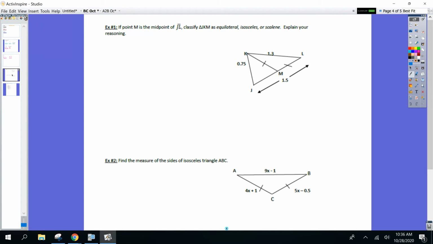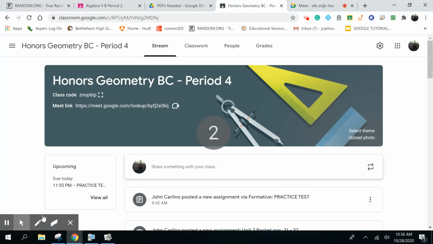Example 1. M is the midpoint of JL. Got it? What type of triangle is JKM? Equilateral, isosceles, or scalene? All right, well, let's first start here. M is the midpoint of JL. We should be at the point in the year where you can give me a conclusion right now. If M is the midpoint of JL, give me two segments that should be equal to each other.